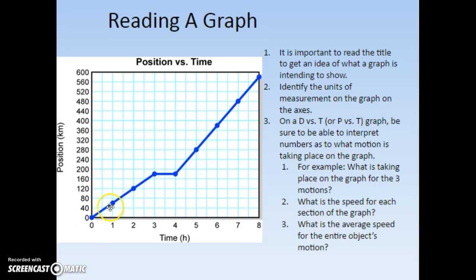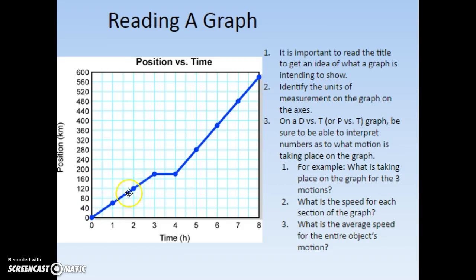What I can do is plot these points, and this was a graph that's provided. So let's familiarize ourselves with reading a graph. First, it is important to read the title to get an idea of what the graph is intending to show. Second, identify the units of measurement on the axes. Right here, this is in kilometers, and this is in hours. On a distance time graph or a position time graph, and a distance time graph will be the same as a position time graph, we're just calling it something different. Third, be sure to be able to interpret numbers as to what motion is taking place on the graph. For example, what is taking place on the graph for the 3 motions?